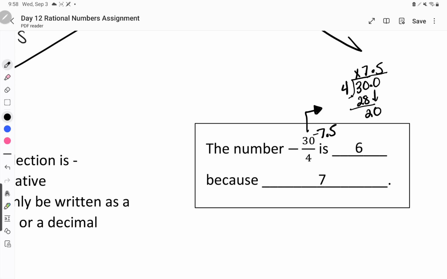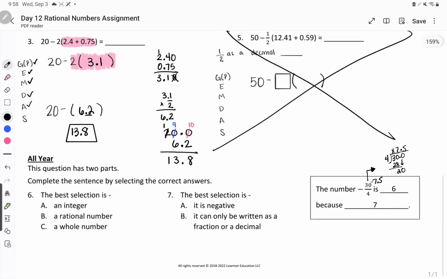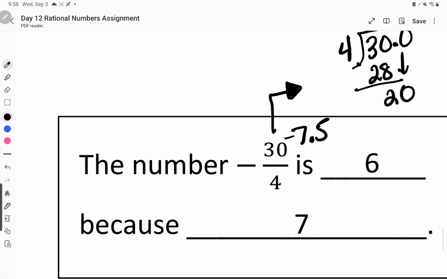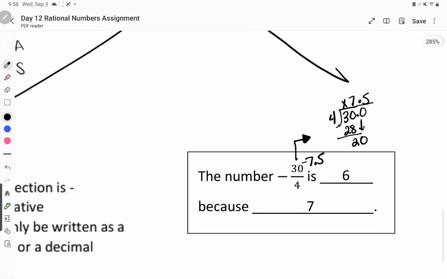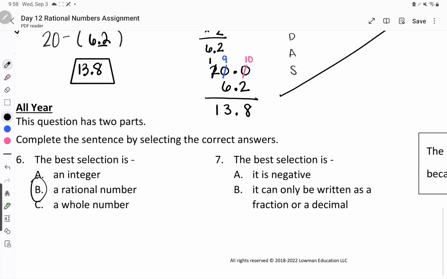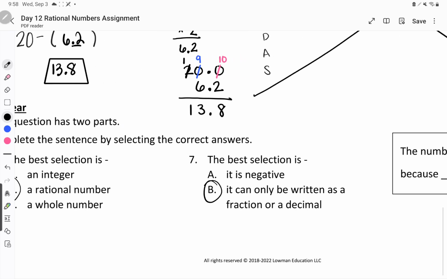Negative 7.5. So, is negative 7.5 an integer, a rational number, or a whole number? This has a decimal. Remember, if your final answer has a decimal or a fraction, it's a rational number, because it's a fraction or a decimal.